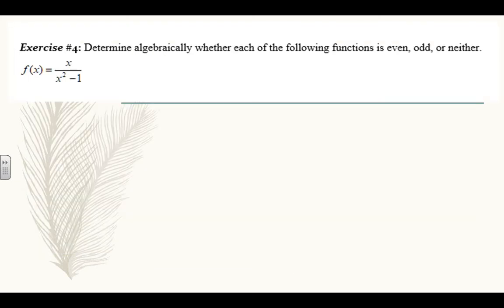Now, algebraically, this is how they'll ask it in the Regents exam. Determine algebraically whether each of the functions is even, odd, or neither. Algebraically means you're using x. Some of you are going to go with opposite numbers, so you can put a 2 and a negative 2, a 3 and a negative 3. When they say algebraically, you have to put in x and negative x.